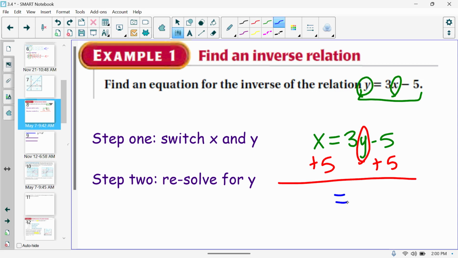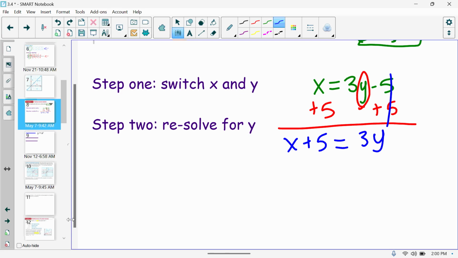So on the right side, negative 5 plus 5 is 0. On the left side, you just have to write x plus 5 because we don't actually have a value for x, so we can't do that math, right? And then to get y alone, get rid of the 3. Opposite of multiplication, you're going to divide everything by 3.